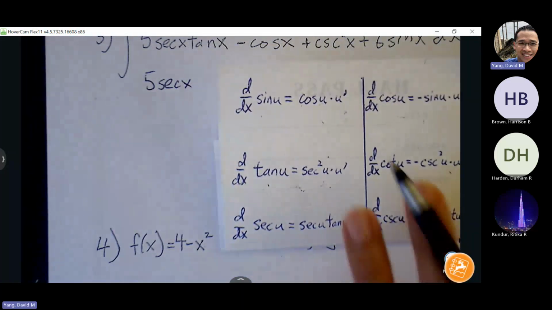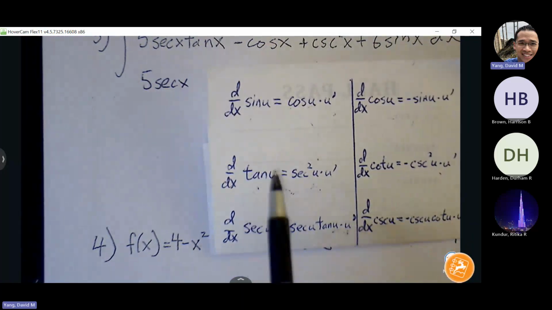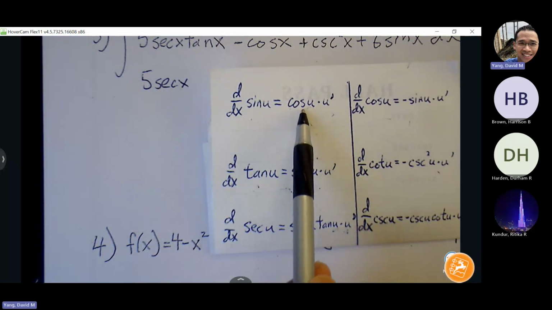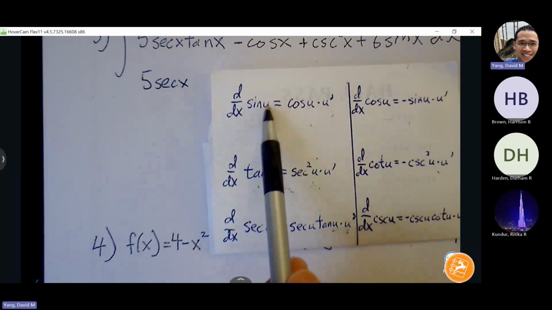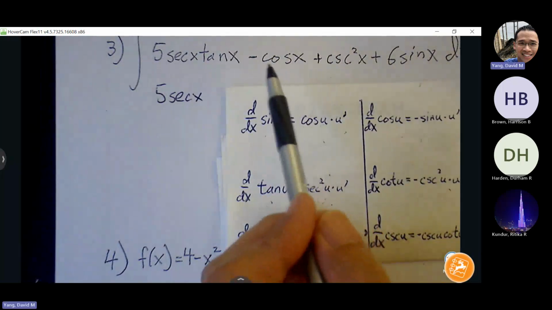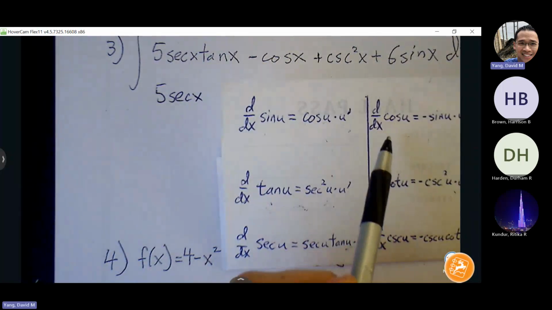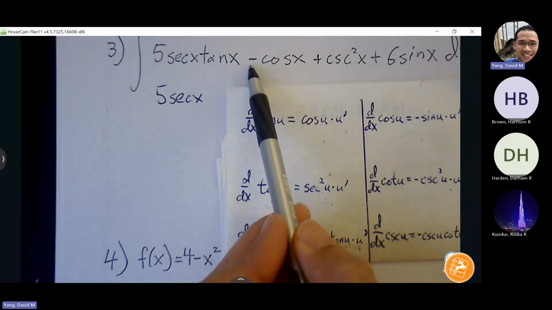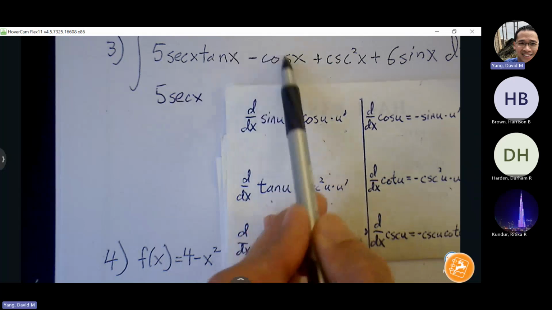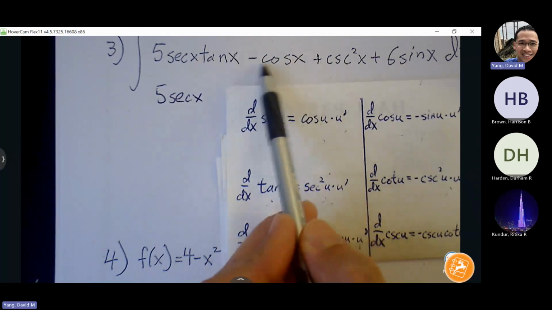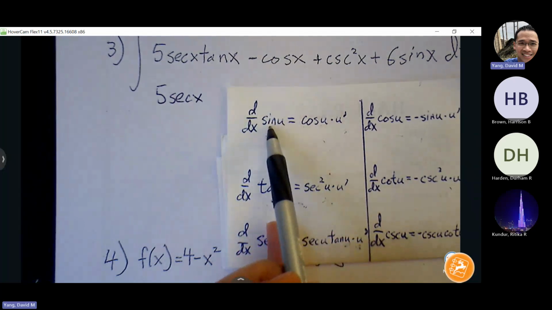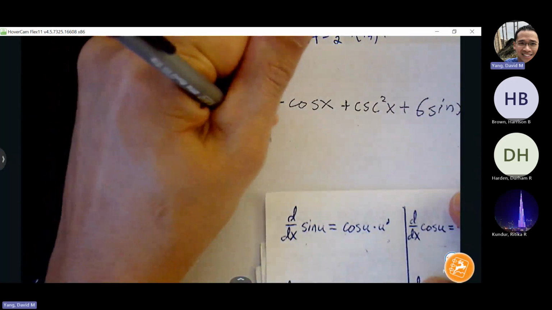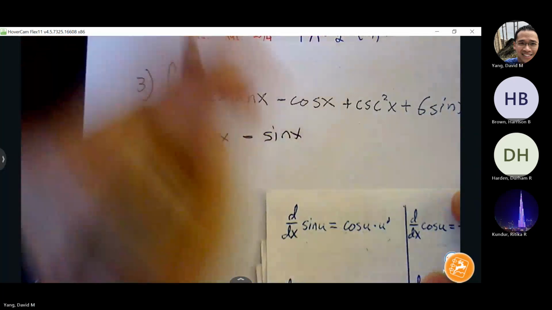Next up, cosine. Do you see cosine on the right side of any of these rules? What do you think the antiderivative of cosine will be? Sine. The negative sign doesn't matter. Basically, this negative is going to have to carry over into the answer because there's no change in sign within this rule, so it'll be negative, or minus sine x.